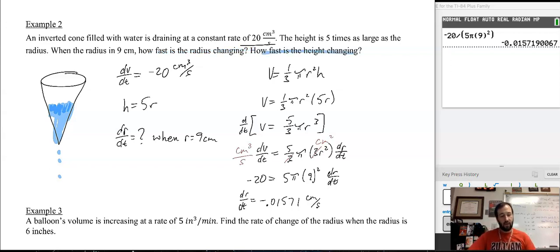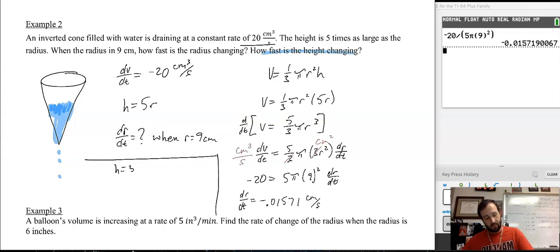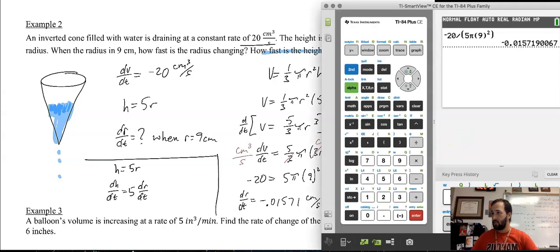Now we need to go through and do how fast the height is changing. 2 ways of doing this. Option number 1, we already did dr dt, and I have a relationship between h and r. This is the way I would do it if it were me, especially since I already did this problem. h equals 5r. If I do the derivative, then dh dt equals 5 dr dt. So all I have to do is take my previous answer, multiply it by 5, and press enter. So dh dt equals negative 0.07859.